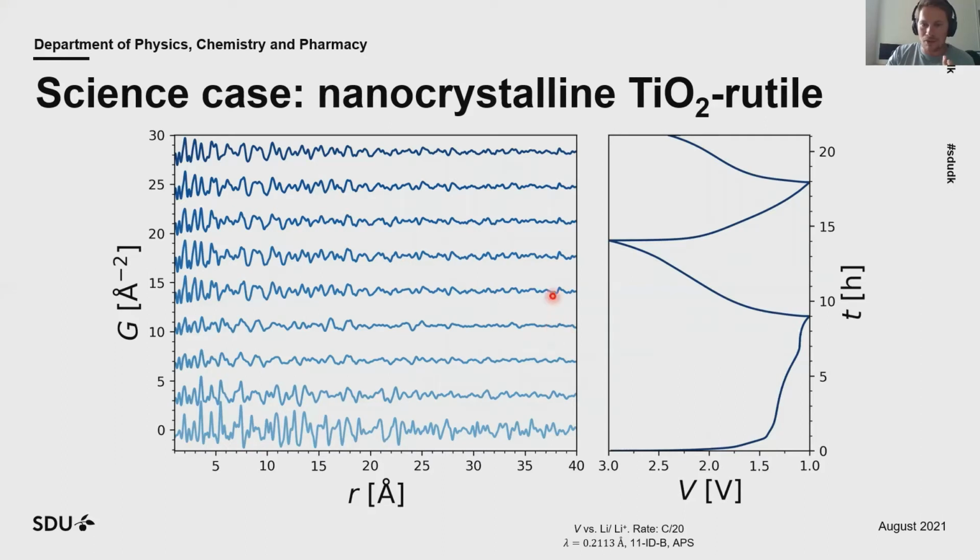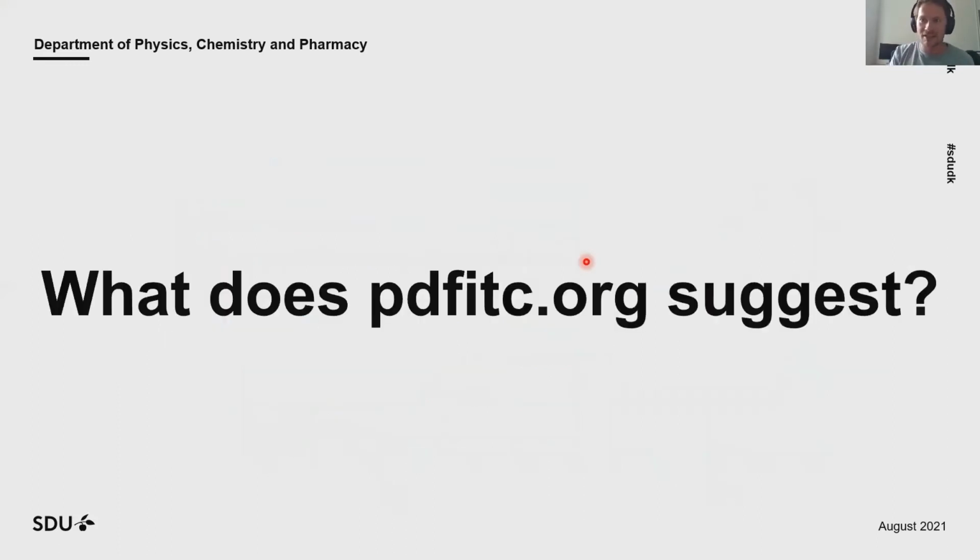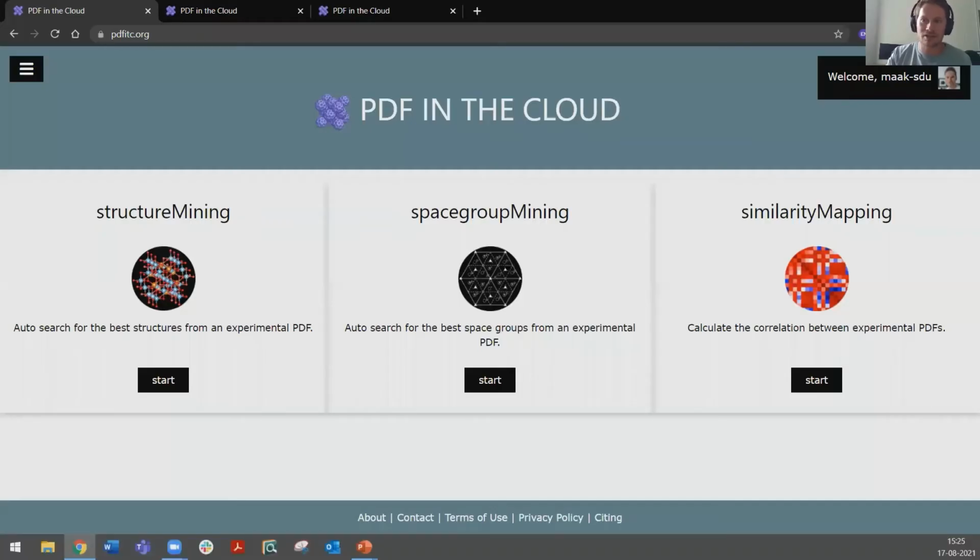And between these two PDFs, we have the structural reconstruction. And from that point, we can see that the PDFs are more or less similar. They resemble each other to a significant extent. However, this is just a qualitative way of exploring this. Let's instead go to pdfitc.org and explore this in a quantitative way.